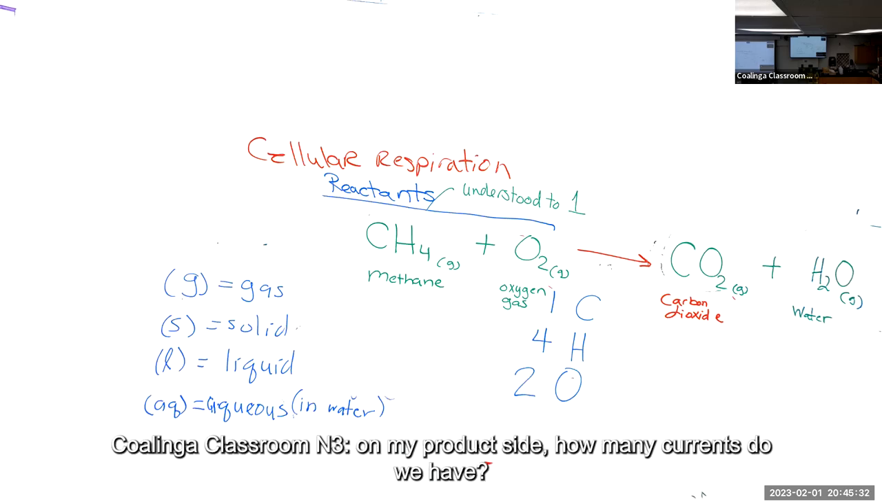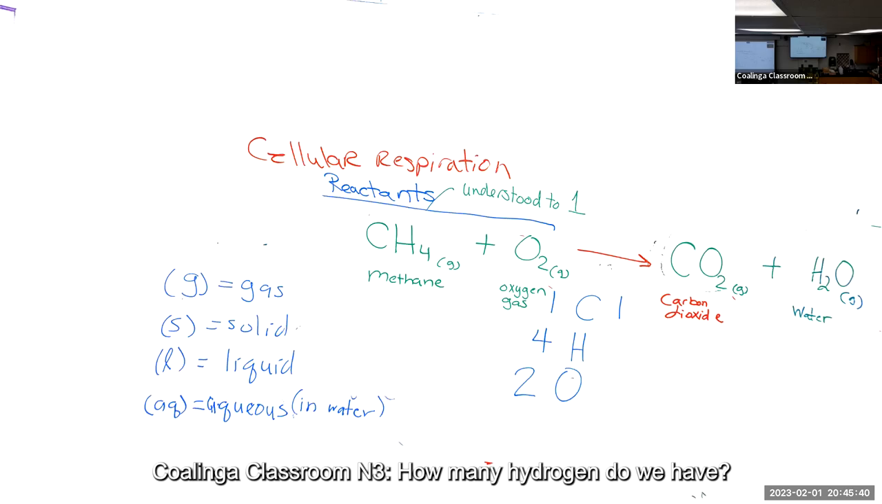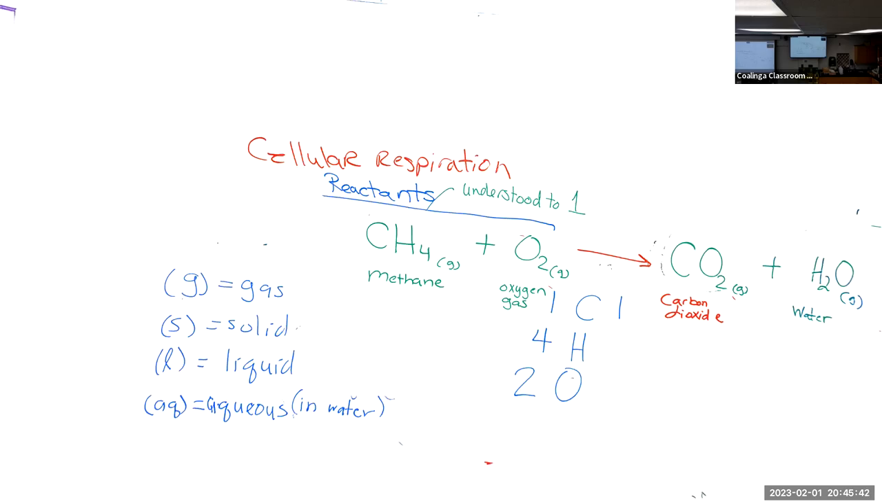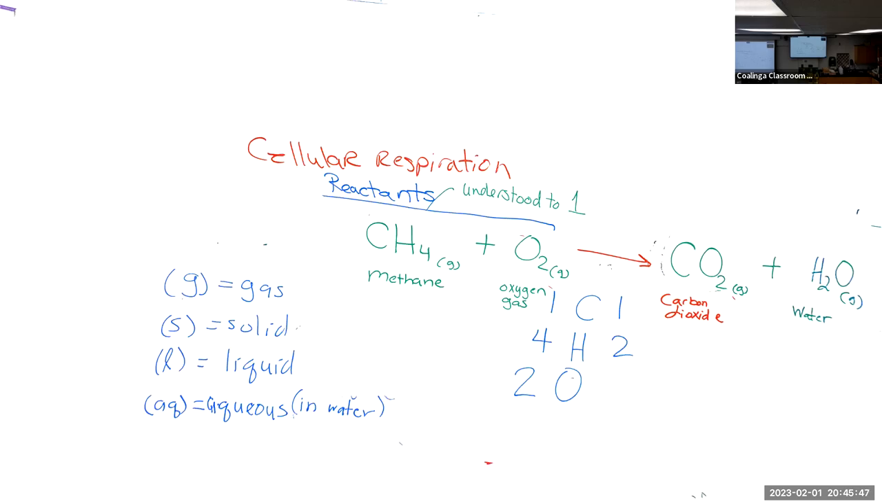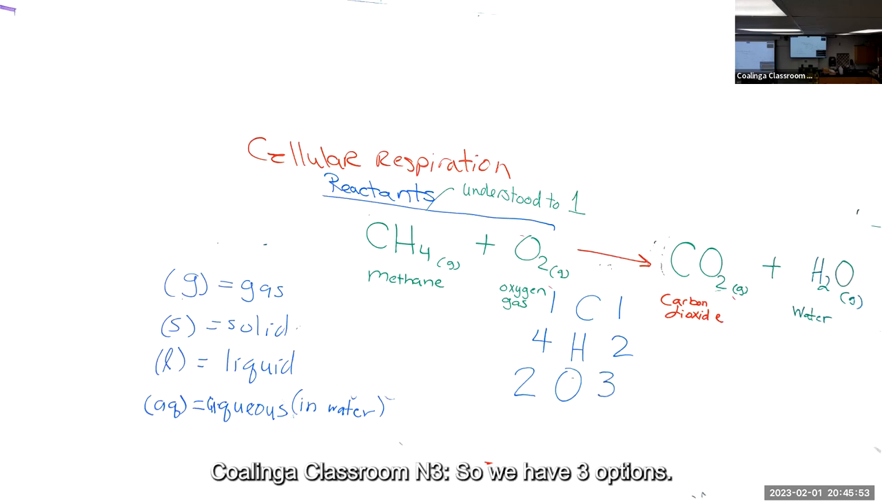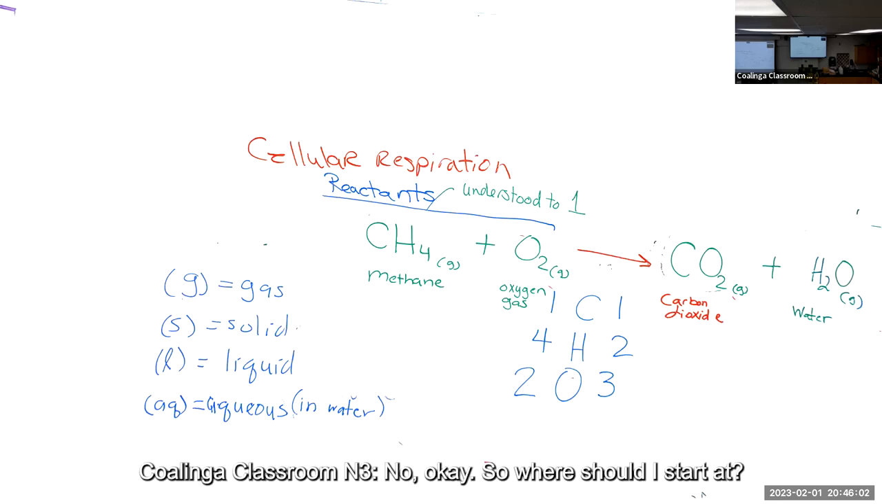On my product side, how many carbons do we have? Kalinga, one. How many hydrogens do we have? Kalinga, two. How many oxygens do we have? Arnel. Okay, so we have three oxygens. Okay, so is it balanced? No. Okay, so where should I start?